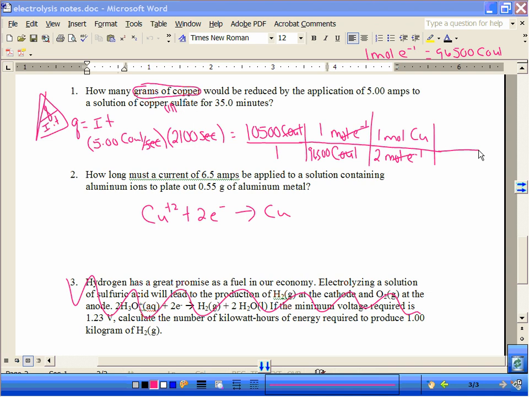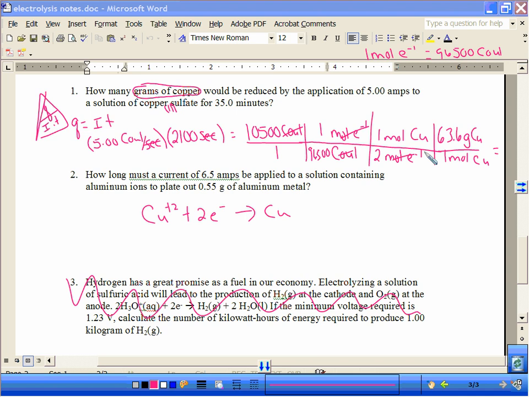Once I have moles of copper, I can very easily go to grams of copper because moles and grams talk to each other very well. But I need to be in moles of copper, not moles of electrons. And then this is going to come straight from the periodic table, 63.6. I'm going to multiply across the top. I'm going to divide by the bottom, and I'm going to get my answer.